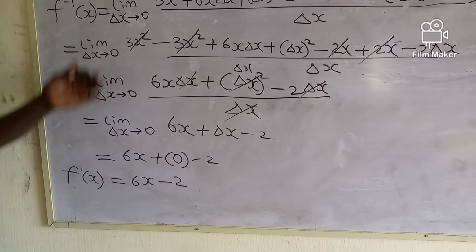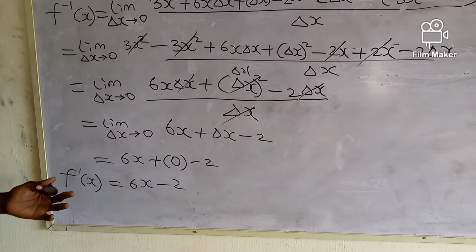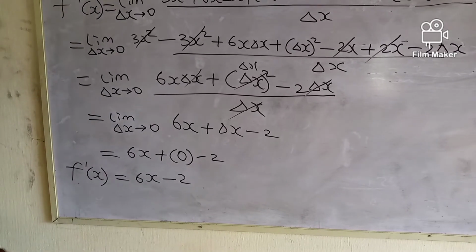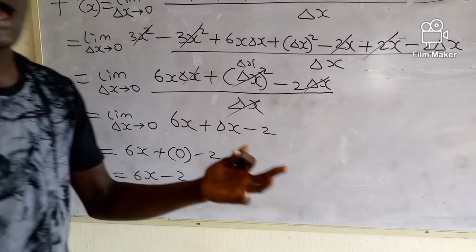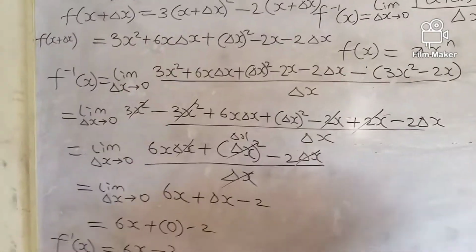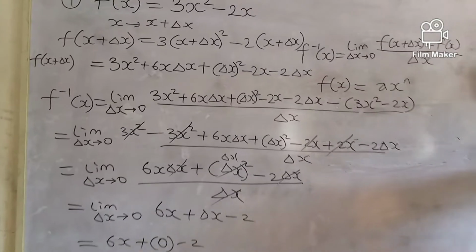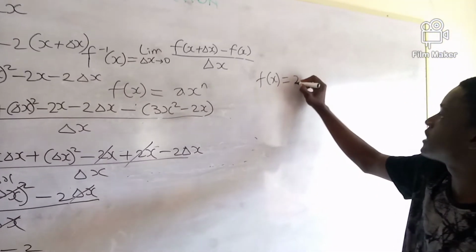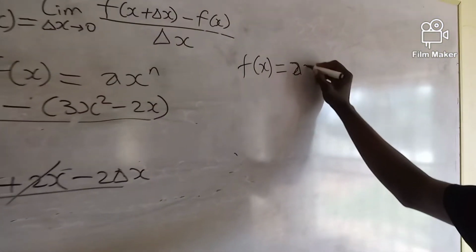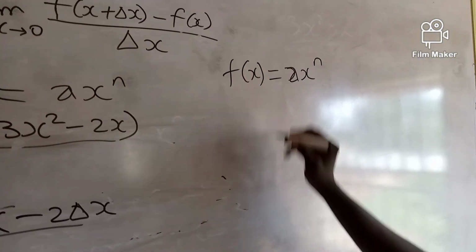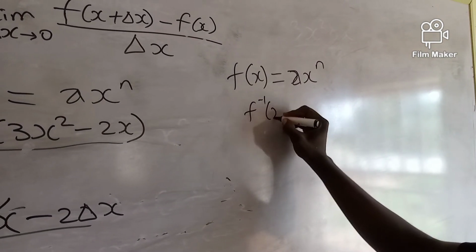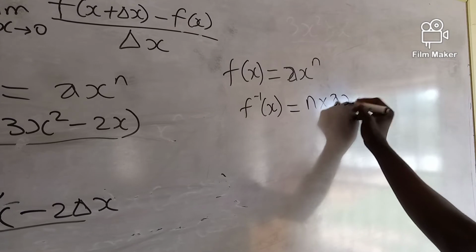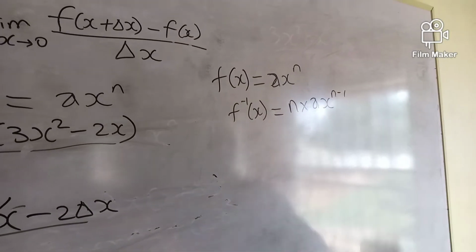Now this is all about using the first principle to find the solution to this problem. Now let's go on to see how we can use our power rule to find out. Remember our power rule, if we have f(x) equal to ax raised to the power of n, the differentiation of that function would be n times ax raised to the power of n minus 1.